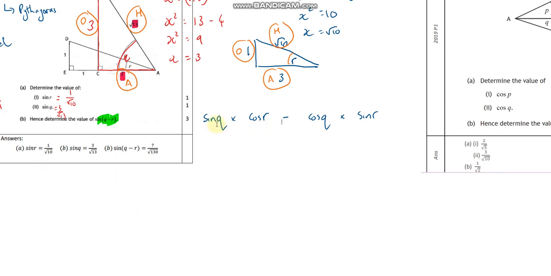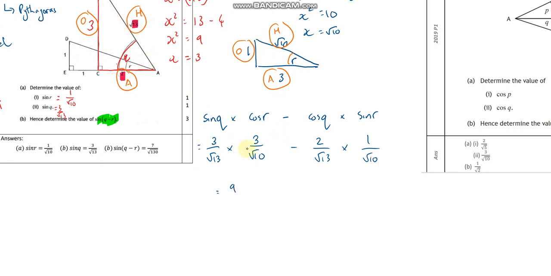So let's do sine Q. There's Q, and the opposite over hypotenuse. Cos of R, that's adjacent over hypotenuse. And cos Q is going to be 2. And sine R is 1 over root 10. You're just looking at a triangle, just take your time, don't make a silly mistake.